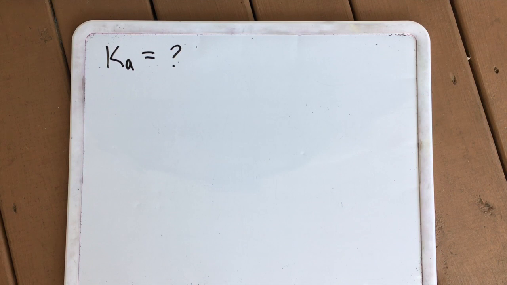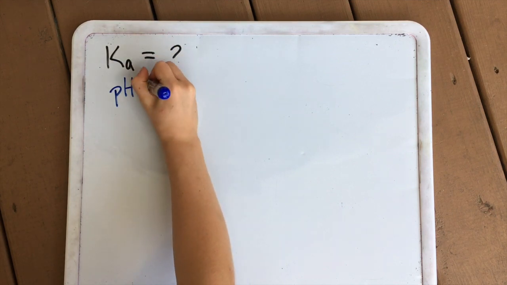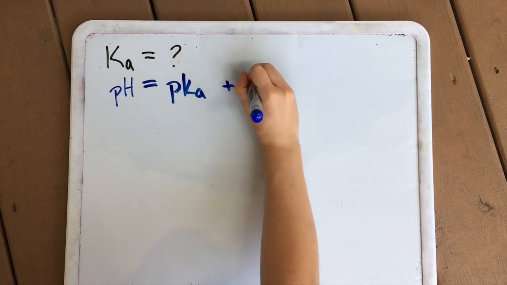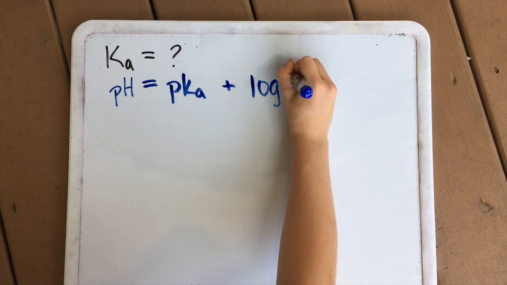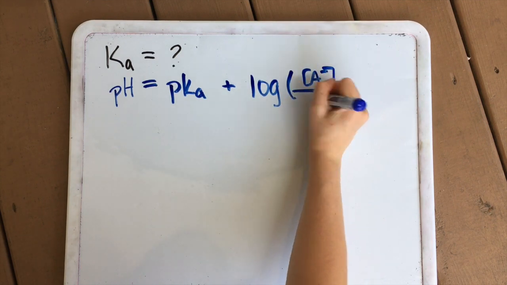Our second question is, what is the Ka of this acid? For this question, we're going to use the Henderson-Hasselbalch equation, which is pH equals pKa plus the log of the conjugate base over the conjugate of the weak acid. This is an equation we can use when dealing with buffers.